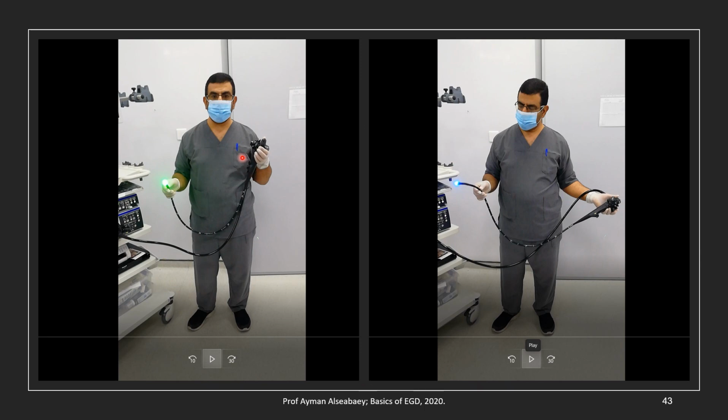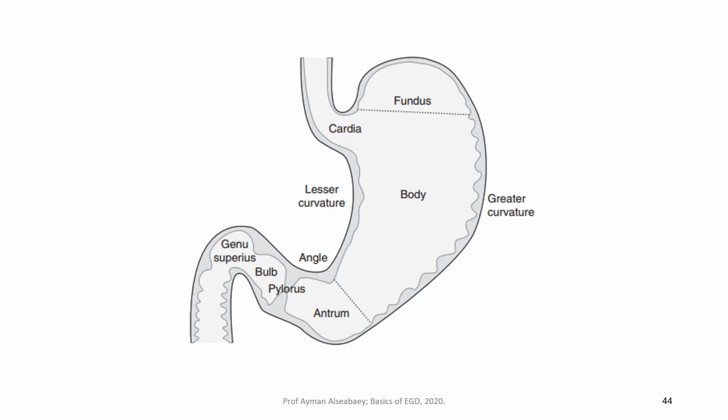As you see, this is the standard position for the endoscope. The head is parallel to my left axilla. I gradually extend my elbow. So at the last, you will find that the head of the endoscope is parallel to my hip or parallel to my pelvis. By this maneuver, you will not use the right-left wheel.